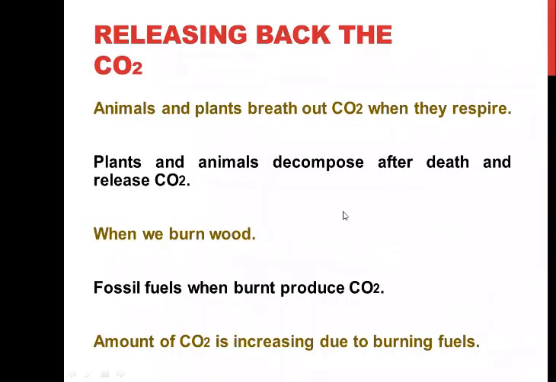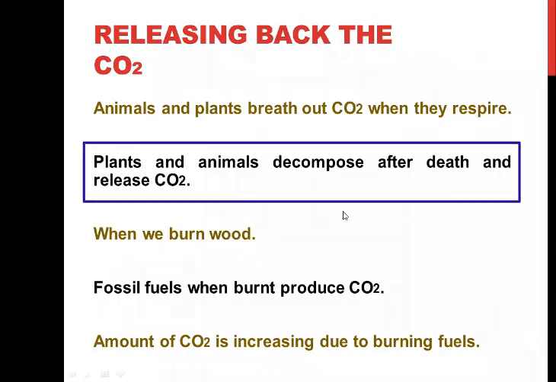The captured carbon dioxide is released back into the atmosphere when we breathe or respire. In the process of respiration, we take in oxygen and we give out carbon dioxide. Now, living organisms like plants and animals release carbon dioxide when they are decomposed or broken down by the microorganisms.